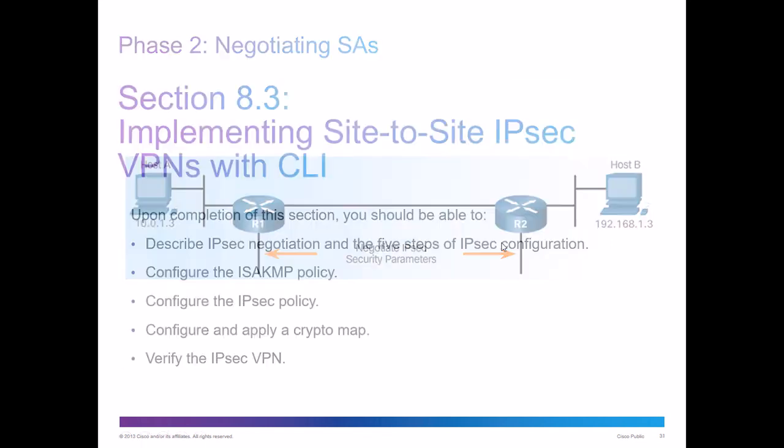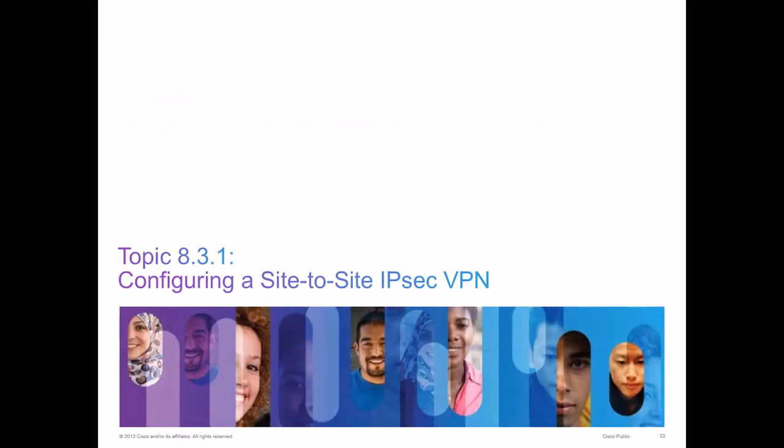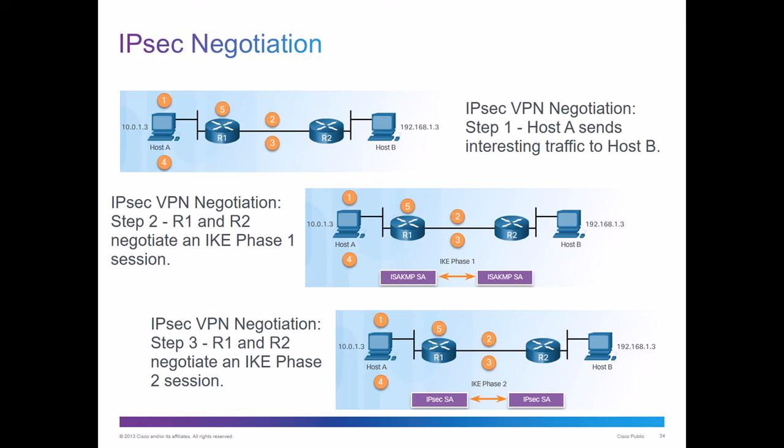That's phase two. All right, so now let's take a look at actually implementing the site-to-site VPN. So let's take it step by step. I want you to write these steps down. Okay, so phase one, step number one, the negotiation between A and B. Step two, R2 is going to negotiate. So step one, A sends out the interesting data. Interesting data is, for example, data that's going to be passed to this network.